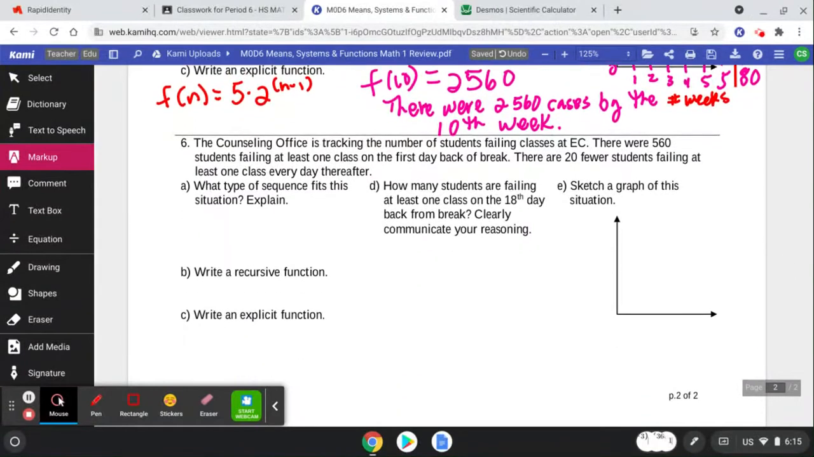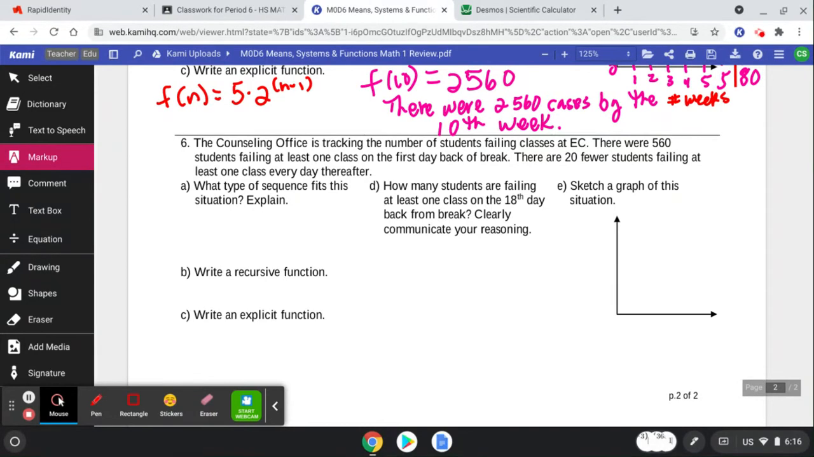Let's see what the final one says here. Counseling office is tracking the number of students failing at El Camino. There were 560 students failing at least one class on the first day back. There are 20 fewer students failing at least one class every day thereafter.